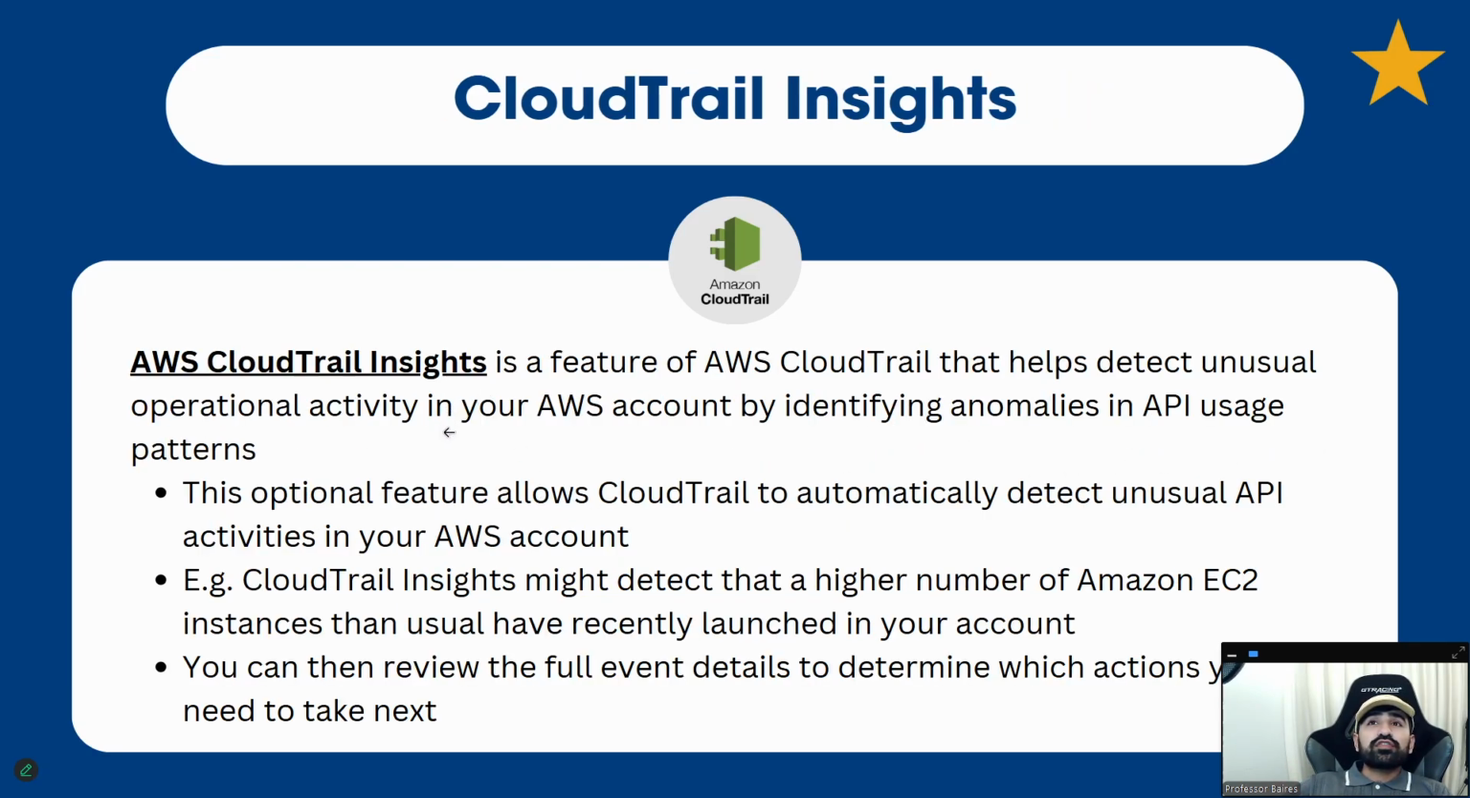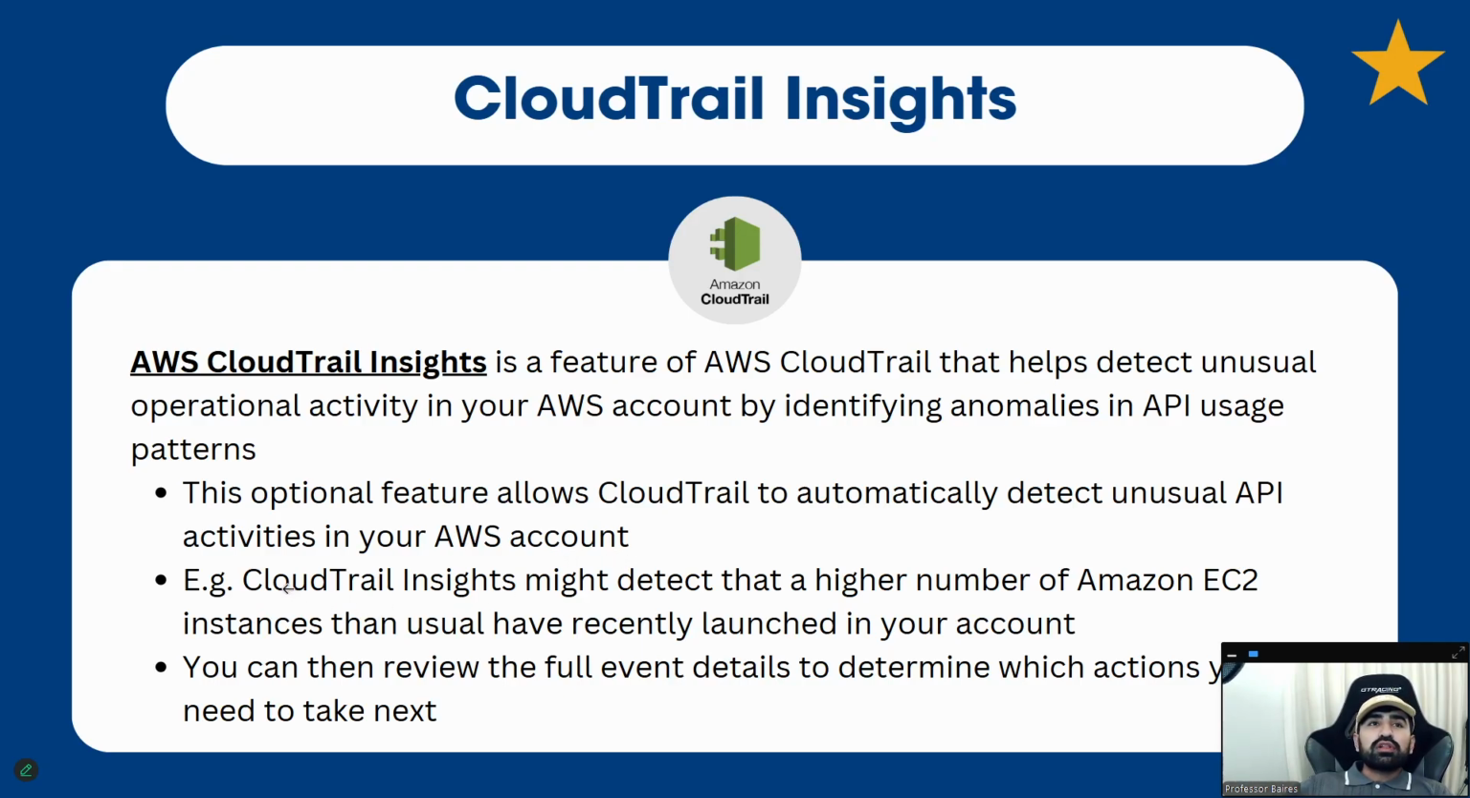So Insights is a feature of CloudTrail, and this is going to help you identify strange behavior, unusual operational activity. This is a great security feature. It can help you secure your services, secure your users, make sure that nothing suspicious is happening. So this optional feature for CloudTrail is used to automatically detect unusual API activities. Again, remember, everything you do in the cloud is actually just an API call. You're sending a message to the AWS cloud saying, hey, start up the instance. Hey, make me an S3 bucket. Whatever the case may be, we're doing it through API calls.